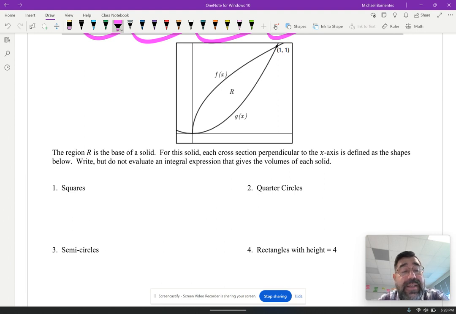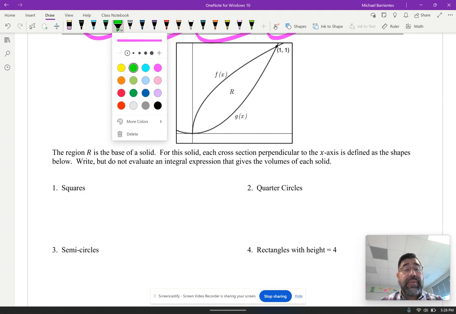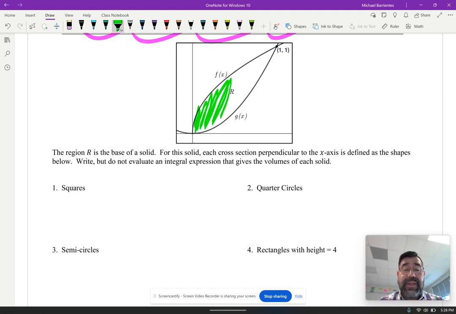We're going to find the integral expressions that will find the volumes for each of these solids, but we're not going to evaluate them. We're not looking for the answer. It's always going to be the same shaded region, and we're always going to be putting our cross sections in here, but they will be different shapes. So kind of like the pictures that you have at the beginning of your notes, right? It's the same shape, the same function, but different cross sections.